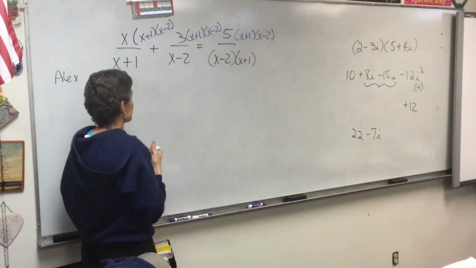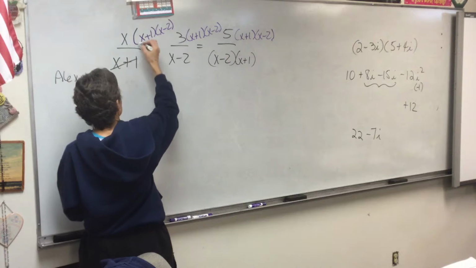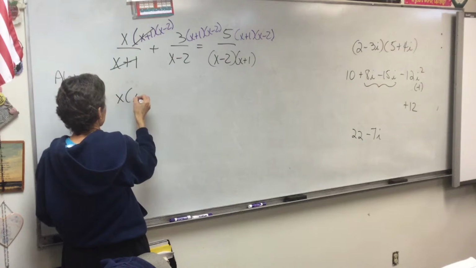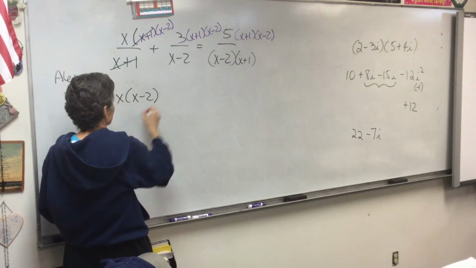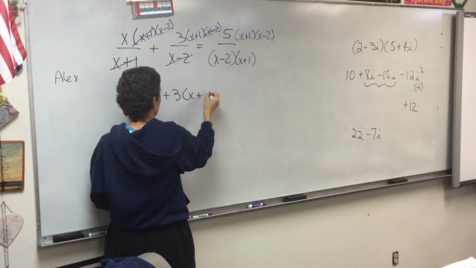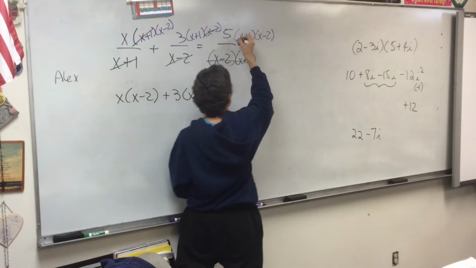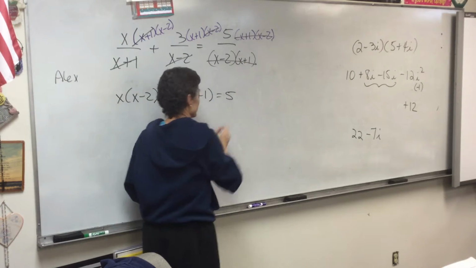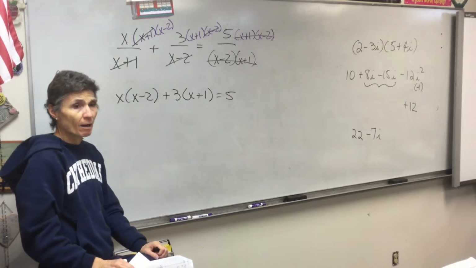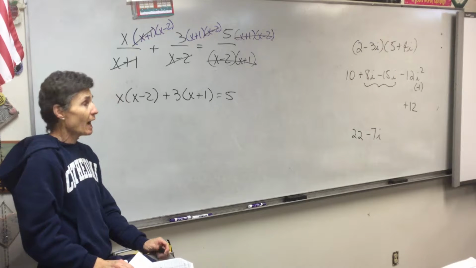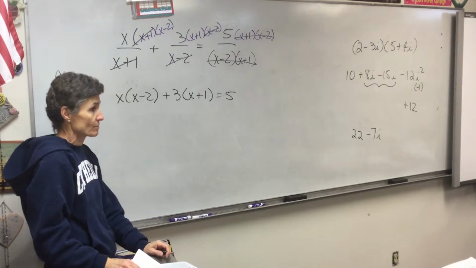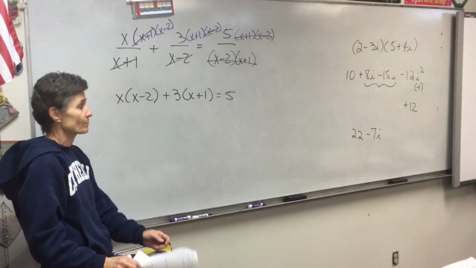Because now I can see stuff cancels. So I'm left with x minus 2, plus 3, x plus 1, equals 5. So by multiplying through by the common denominator, I was able to get rid of everything in the denominators. They're gone, no more fractions.